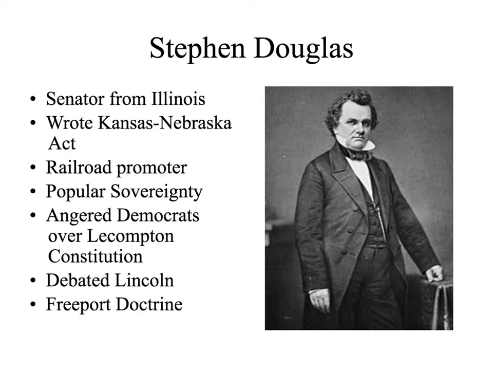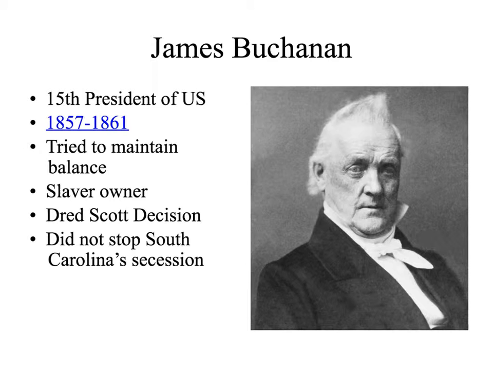And one of the things that becomes really important with him, too, is something called the Freeport Doctrine, which is part of the debates. So James Buchanan is the 15th president of the United States. He was president from 1857 to 1861. He tried to maintain a balance of power.